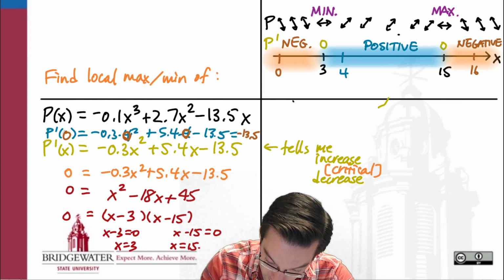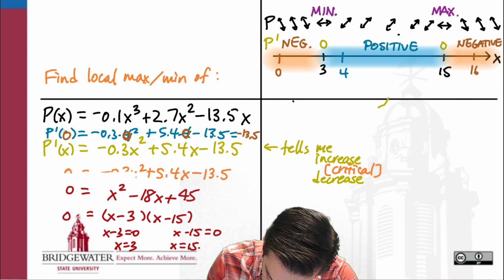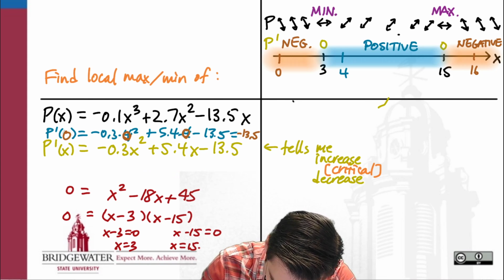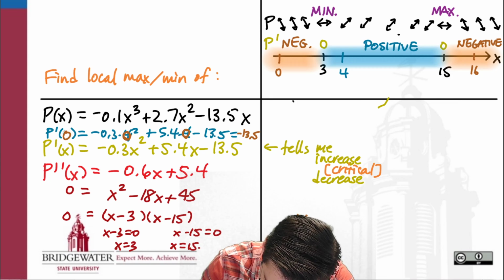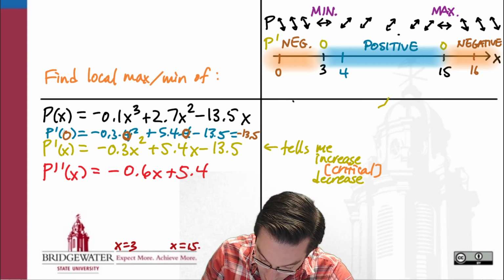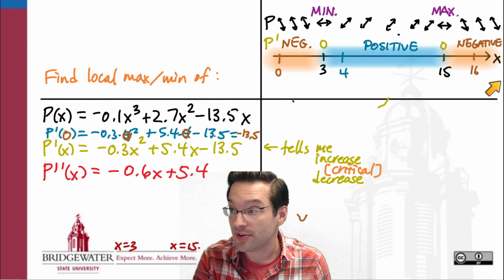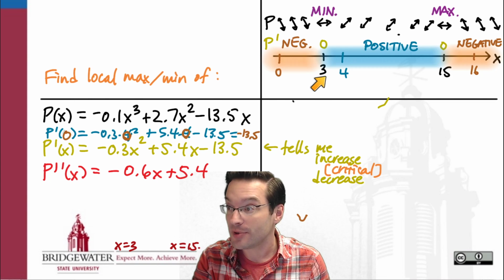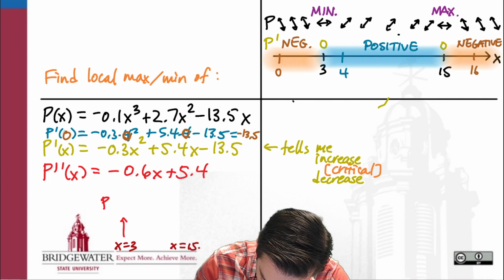So to do it with the second derivative instead, here's what we could have done. We could have taken that second derivative, the derivative of the derivative, and that had the formula p double prime of x equals minus 0.6x plus 5.4. And all we would have had to do is ask, what is the concavity of my function at each of those 2 points? So instead of having to pick these other points and do something there, we can just worry about x equals 3 and x equals 15 themselves, and just evaluate the second derivative at each of those places.